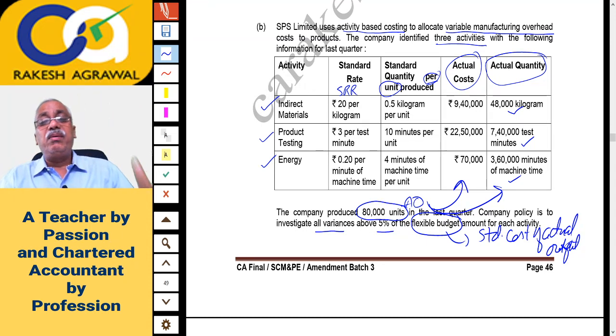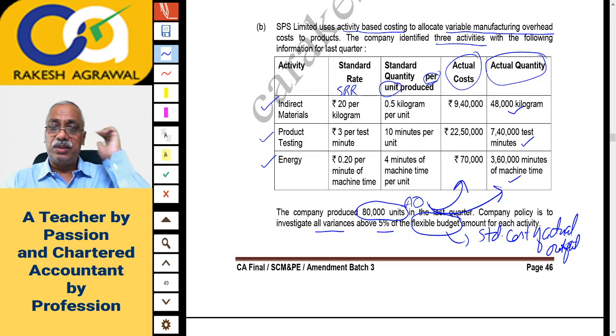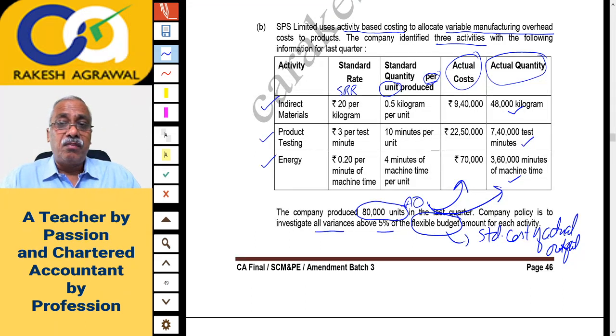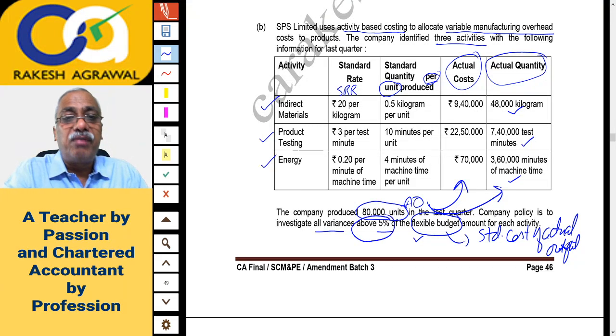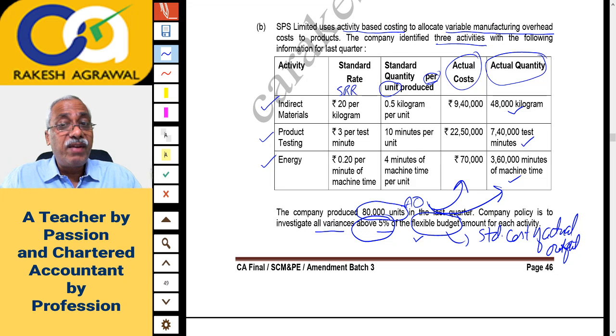See, in standard costing, we always calculate for comparison the standard cost of actual output, and then we compare it with actual cost. Now, what it means: to produce 80,000 units of output, what should be the cost? What should be the cost is your flexible budget amount. And check the difference between that cost and actual cost. If the difference is more than 5%, above 5%, then your flexible budget cost means standard cost. If the variation is more than 5% in each activity, then you will investigate that activity.